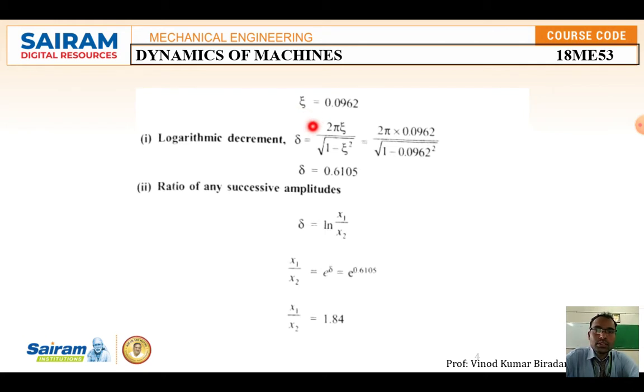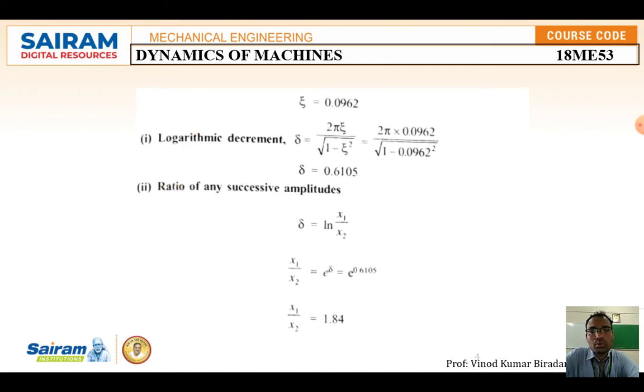If the zeta value is lesser than 1, we call it an underdamped system. If the zeta value is greater than 1, we call it an overdamped system. If the zeta value is equal to 1, such systems are called critically damped systems.